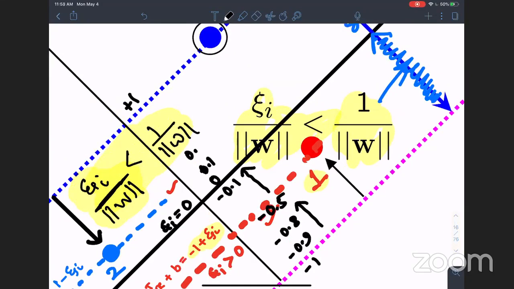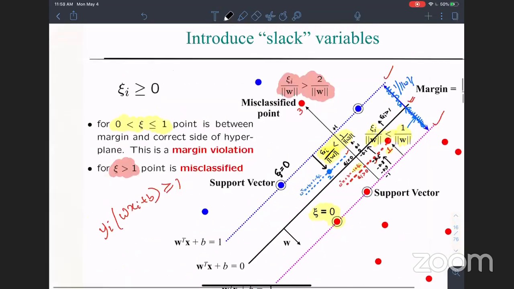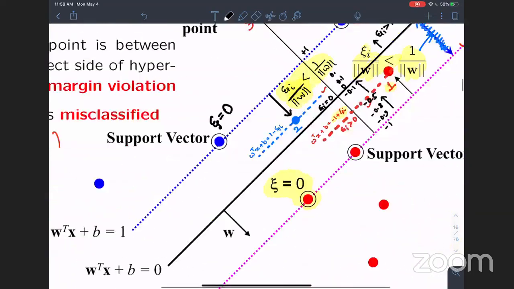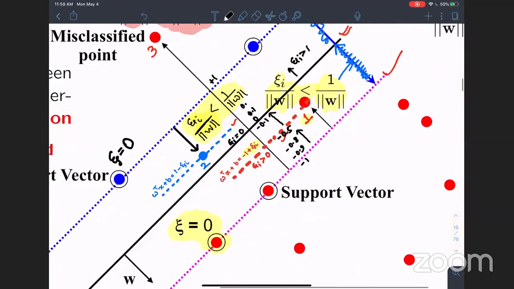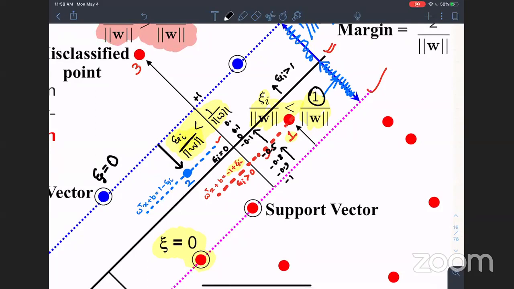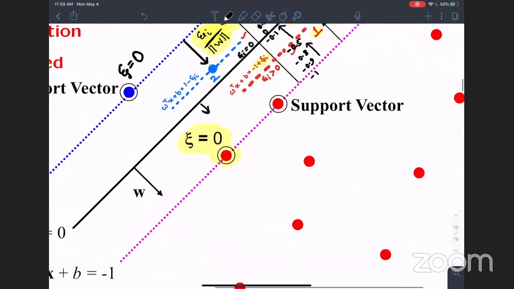And the moment it crosses that black line, your eta I has become greater than 1 from the red side family, right? So you can see that if your eta is greater than 1, the point is misclassified. Because if eta is greater than 1, you have gone beyond this numerator, 1 upon W. So this was 1 upon W, and your distance of any red point is eta I by W. If eta I is greater than 1, you have crossed the boundary from either side, making that journey. So that means the point is misclassified now.